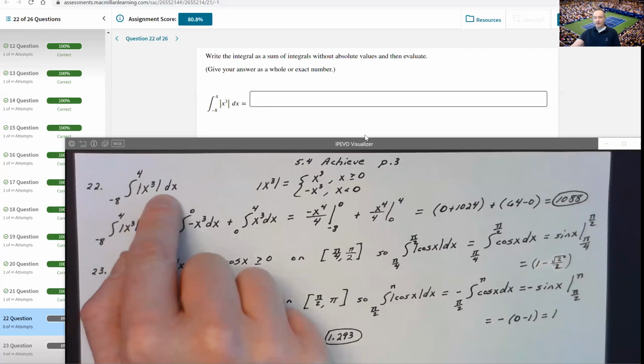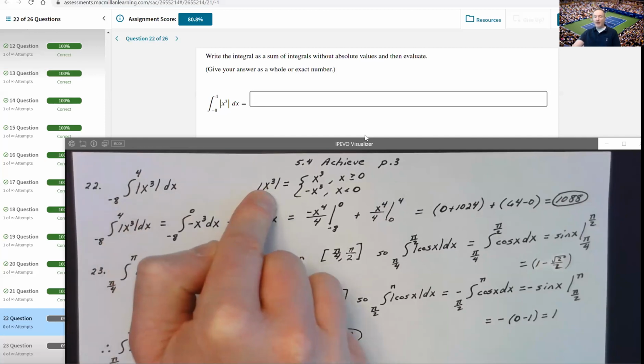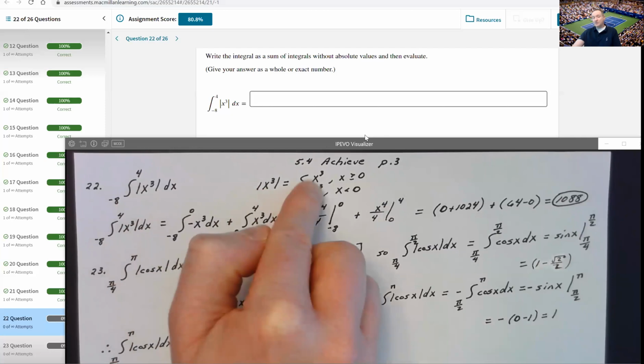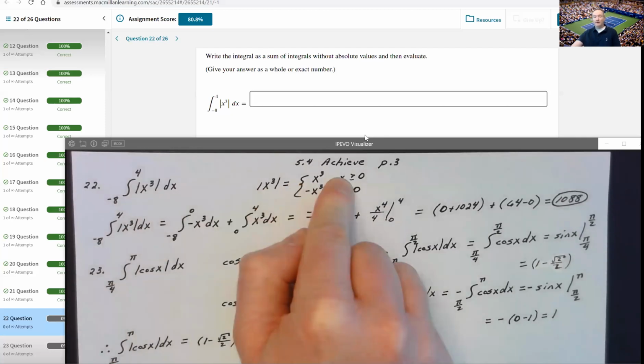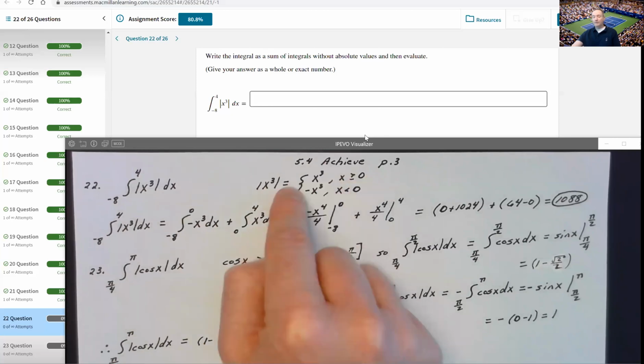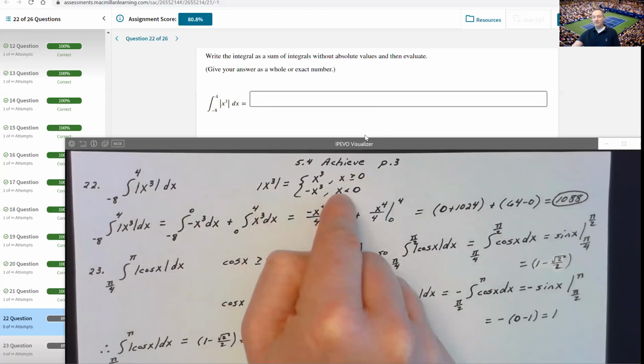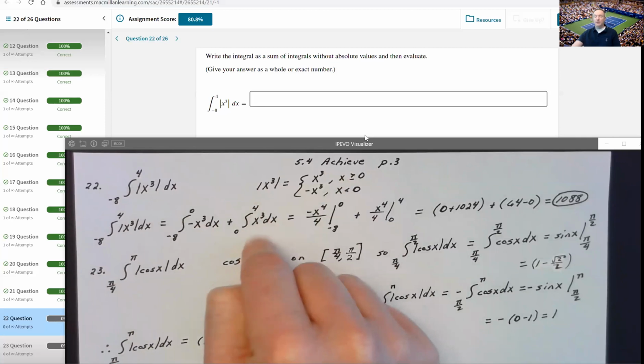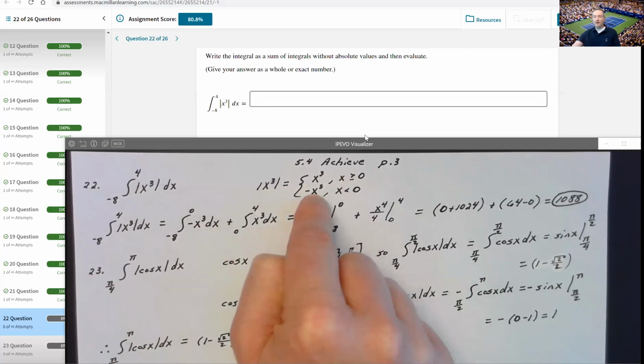So I have to think about this a little bit more, and I say, well, the absolute value of x cubed, I know it's just x cubed whenever x is greater than or equal to 0. The absolute value does nothing. However, for values of x less than 0, the y value would go down negative. This is going to force it to go positive. It's going to be the negative of x cubed.